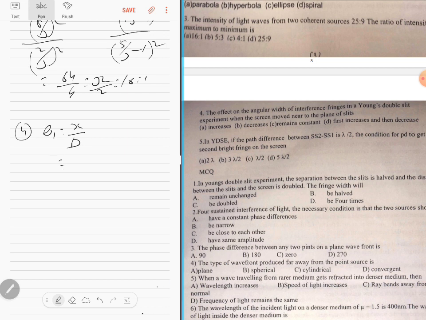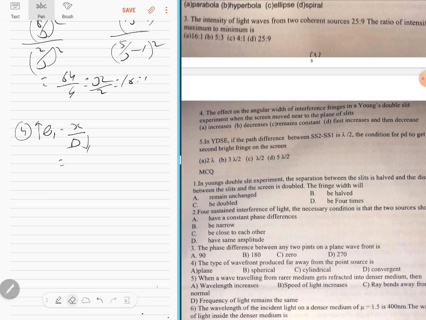And so what happens is, as you move the screen nearer, D is decreasing, which is only going to increase the angular width. According to me, it's only going to increase. Either way, even if you had put lambda into capital D by small d for fringe width beta, you would still get the same answer. So according to me, it's just increasing.